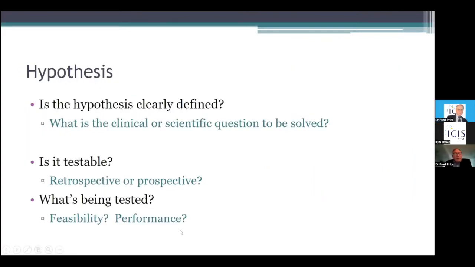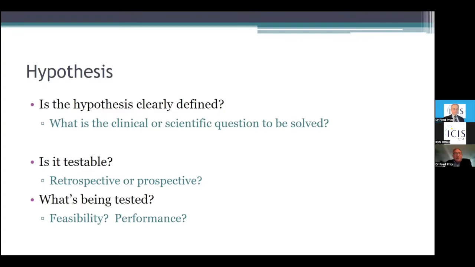So first off, when we think about the hypothesis, the first thing you do when you read an abstract or look at a paper is ask: is the hypothesis clearly defined? Are they seeking to address some important clinical or scientific question? Is that hypothesis testable? And are they using a retrospective analysis? For the most part, things done so far in radiology have been done retrospectively, based on data sets that people have already developed, and not necessarily extended prospectively.